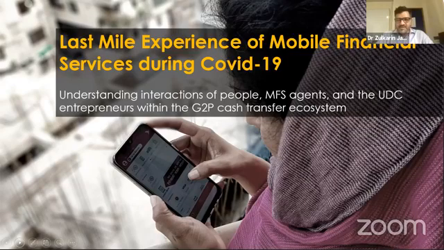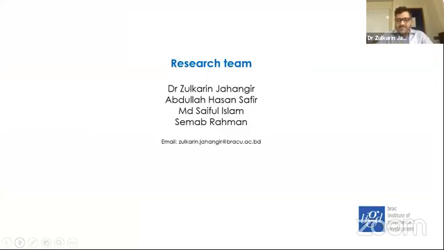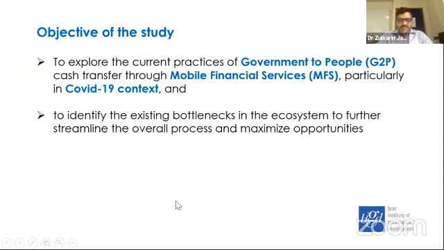I want to start by thanking my teammates. Safir is presenting with me here, Saiful and Simab, and also the panelists and people joining us in this webinar. As Imran Bhai already mentioned, the objective of our study is looking at two aspects in the COVID context. One is how government-to-people cash transfer happens through MFS services, and also to understand some of the bottlenecks and aspects where we can streamline the processes further or maximize the opportunity.